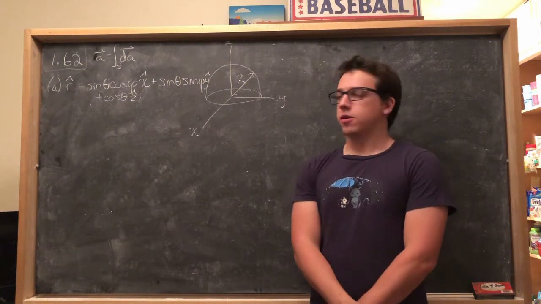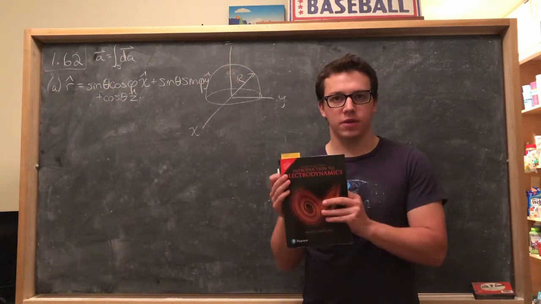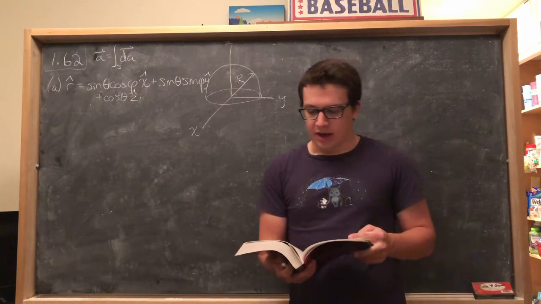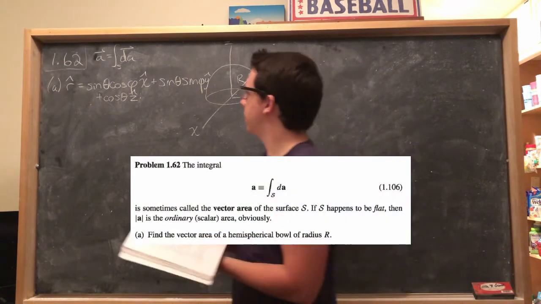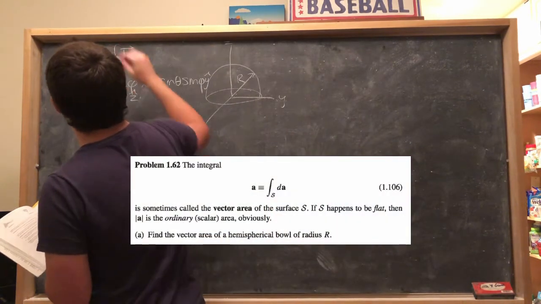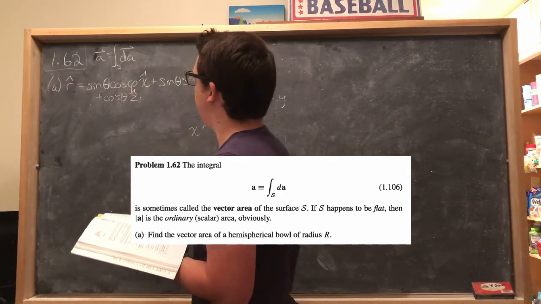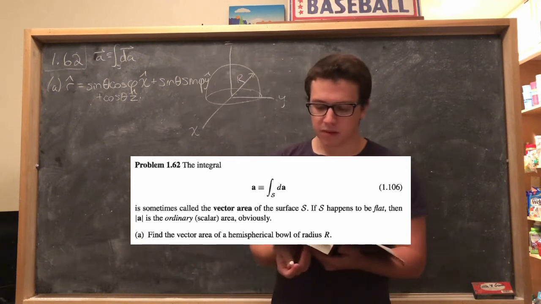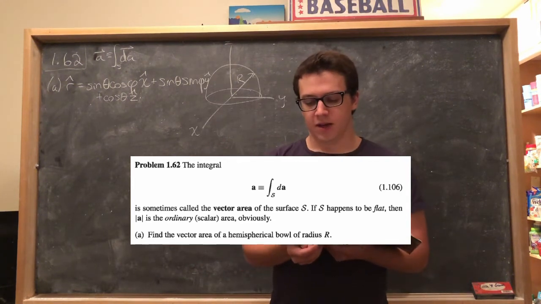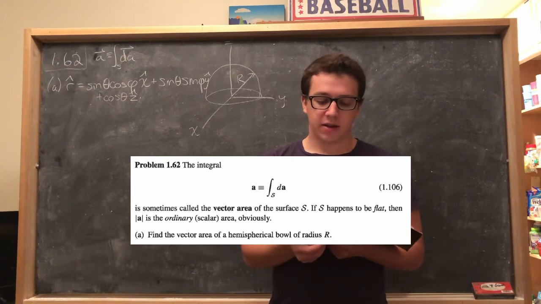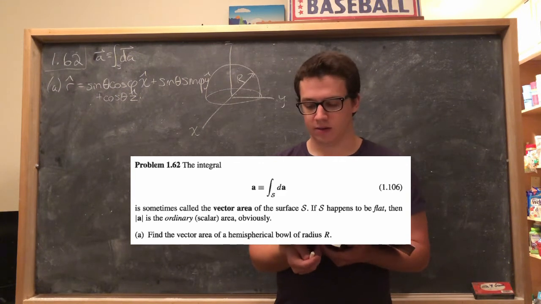To close out the week, we are going to be doing problem 1.62 from Griffiths E&M. And it says, the integral A, which we define as the surface integral of dA, is sometimes called the vector area of the surface S. If S happens to be flat, then the magnitude of A is the ordinary scalar area, obviously.